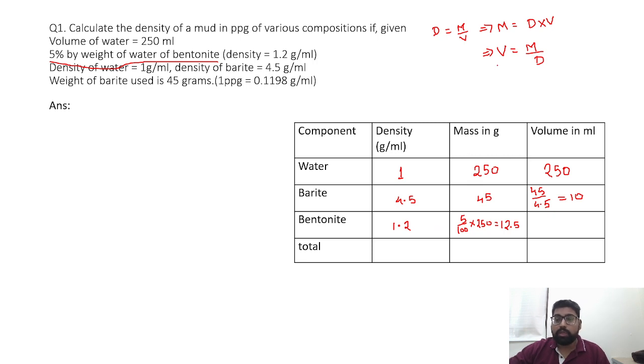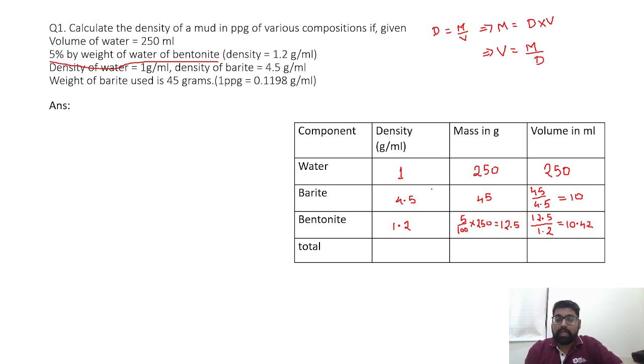So what will be the volume? Volume can be calculated using the formula mass upon density. So I will write mass is 12.5 upon density is 1.2. So 12.5 divided by 1.2 is equal to 10.42. Okay. So step one and step two are done.